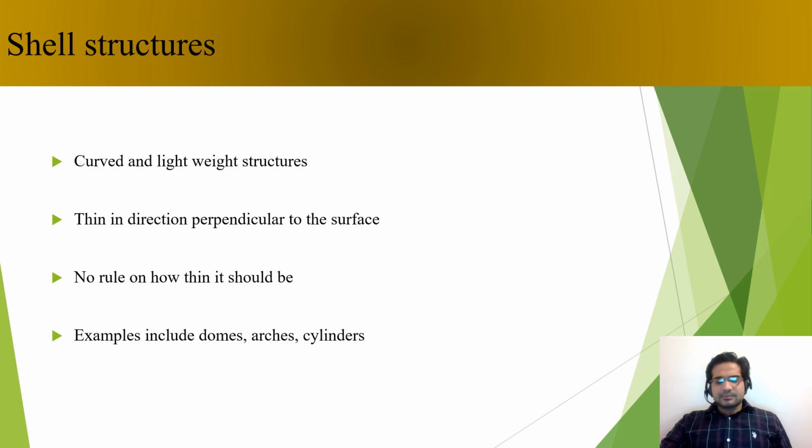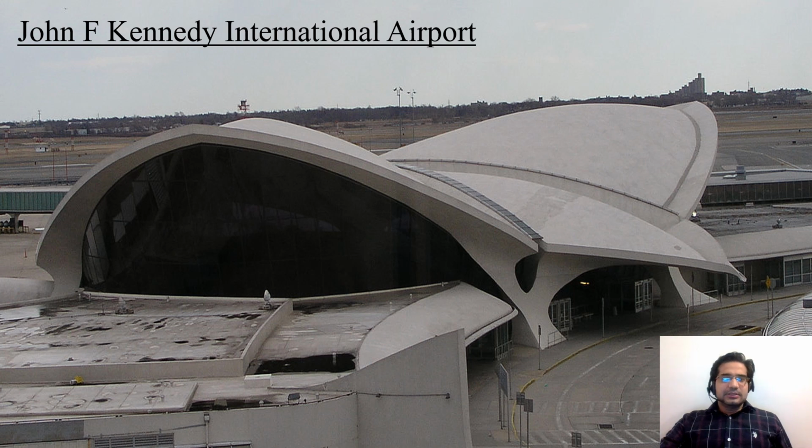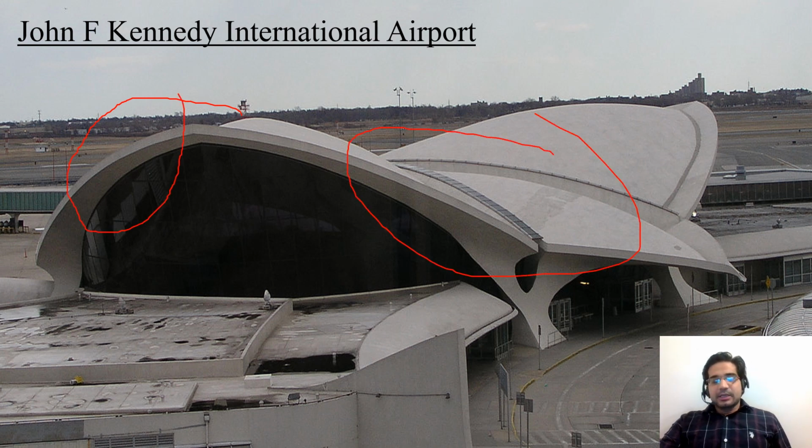Some good examples are domes, arches, and cylinders that you might have seen on a normal basis. Basically, those are shell structures. This is a very good example of a shell structure: John F. Kennedy International Airport, which serves the New York area in the United States. This is the kind of thing we are concerned with designing here. So these are the shell structures, and the same concept we will be discussing in this lecture as well, but concerning the aspect of green.